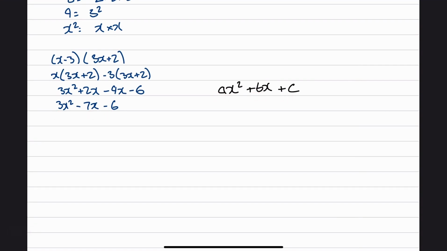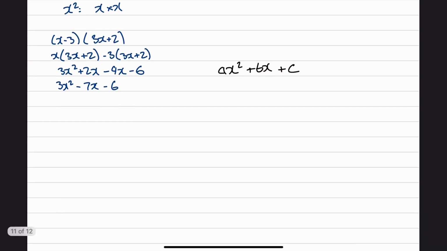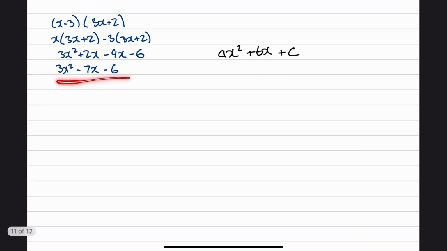Now how do we break the middle term, which refers to minus 7 in this case, and in general the middle term is the x term? We break it into two numbers so that the two numbers give us the product of a and c, and they add or subtract to give us b. So what I mean by that is, taking this example, 3x squared minus 7x minus 6.